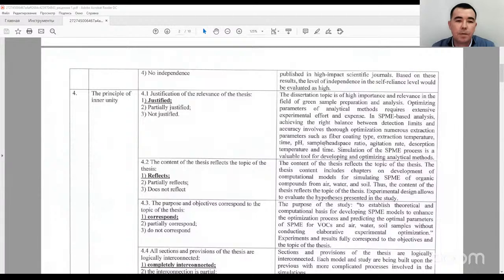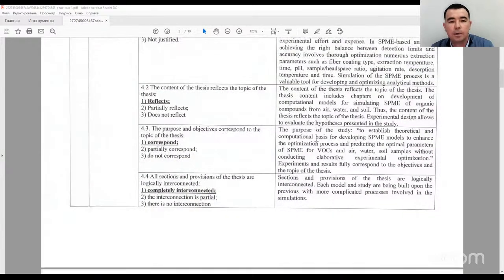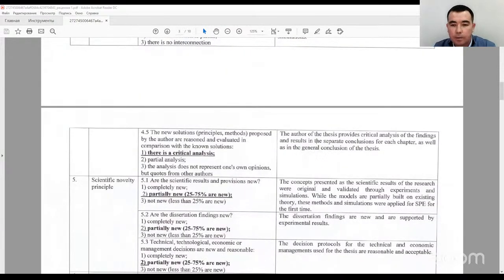Practical value. The thesis has theoretical value. The thesis aimed at understanding the mechanisms and the processes taking place during SPME of various compounds from air, water, and soil. The quality of writing and design: academic writing quality is high.